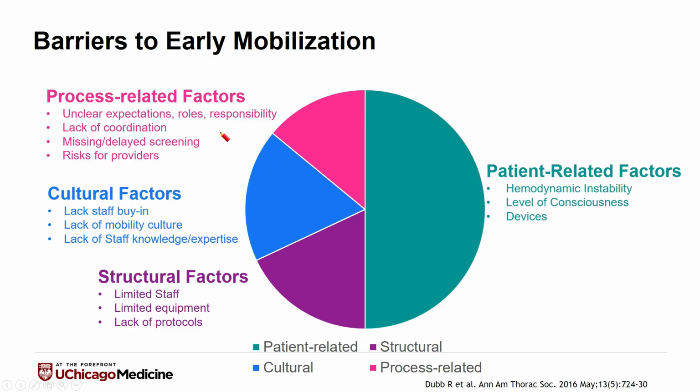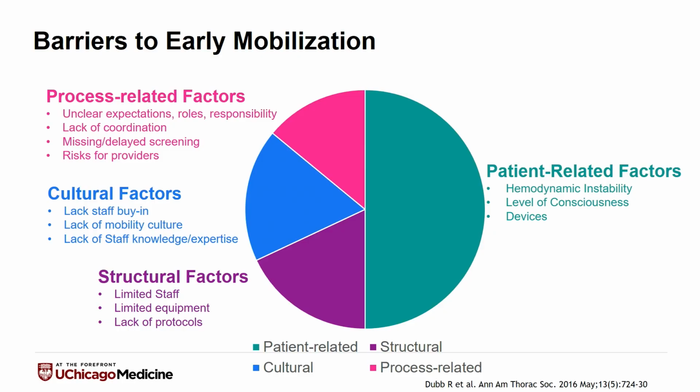How do you coordinate that care? The first 72 hours of ICU admission are the busiest. You're doing scans, you're doing procedures, you're resuscitating the patient. How am I going to find that time to mobilize? In addition, the ICU culture has to be built where the priority is also mobilization in addition to resuscitation.